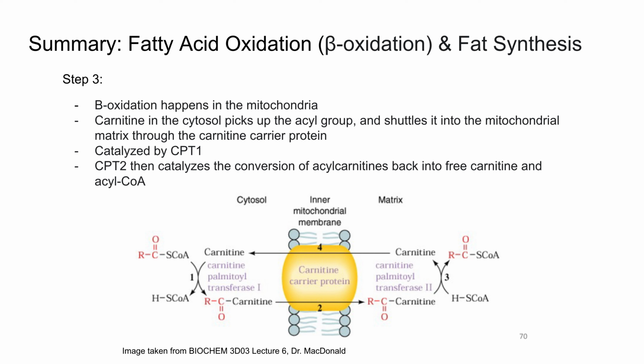So, carnitine in the cytosol actually picks up that acyl group and shuttles it into the mitochondrial matrix through the carnitine carrier protein. And this is catalyzed by this first enzyme, carnitine palmitoyltransferase 1. CPT2 then catalyzes the conversion of acylcarnitines back into free carnitine and acyl-CoA.